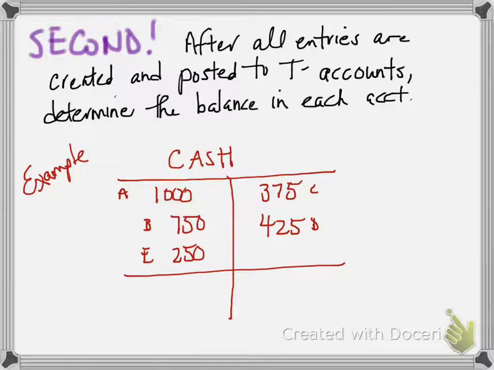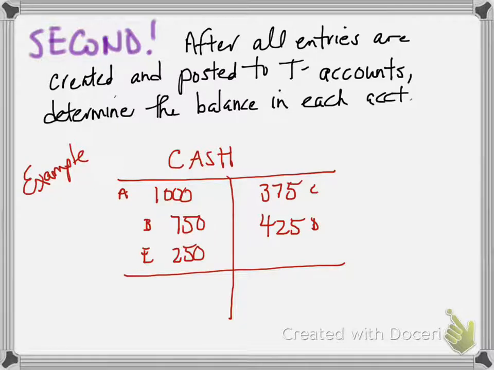On the debit side, we have $1,000, $750, and $250 from transactions labeled A, B, and E. And on the credit side, we have a $375 and a $4.25 for transactions C and D. And I highly recommend tracking by letters or dates or transaction number in each T account so that if you make a mistake posting, you can go back and sort of find your mistake.